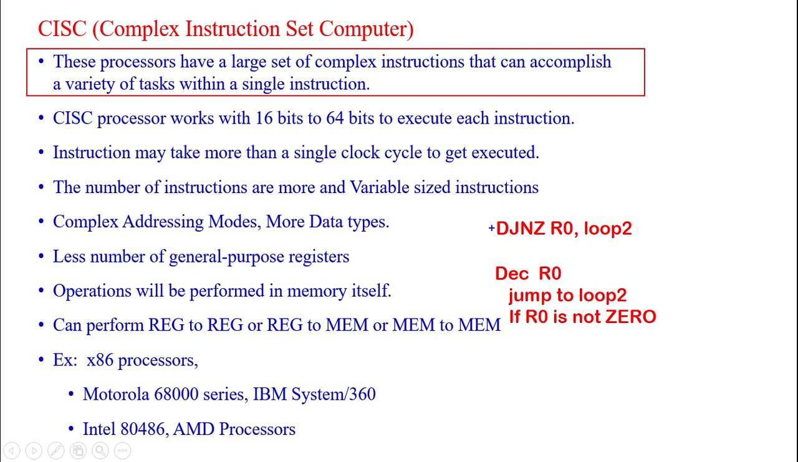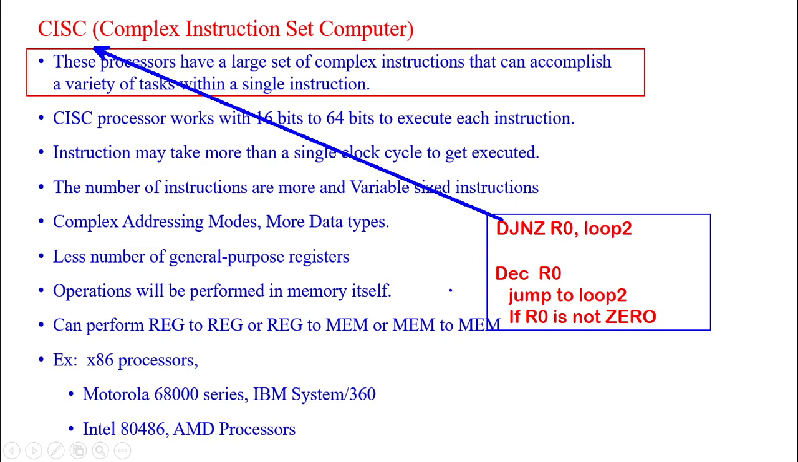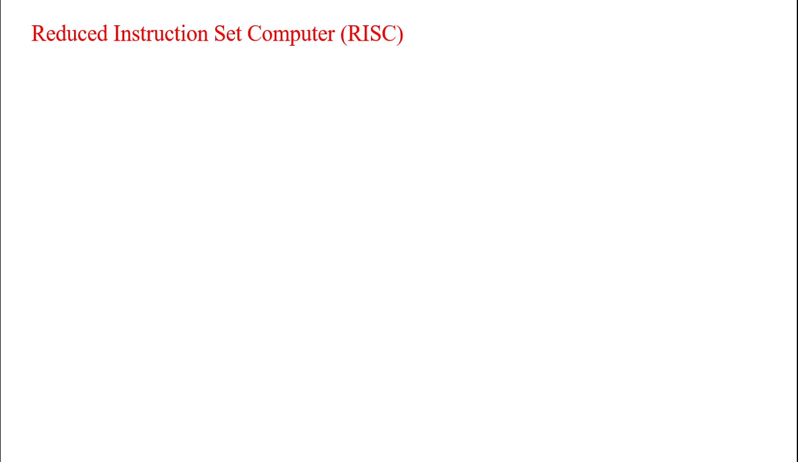So why are CISC called complex? Because of this. It looks like a very simple, straightforward instruction, but it has two different meanings: decrement R0, jump to loop 2 if R0 is not 0. This type of instruction is called a CISC instruction, and CISC stands for complex instruction set computer. I hope the examples for CISC and RISC are clear, and I will move to the comparison.